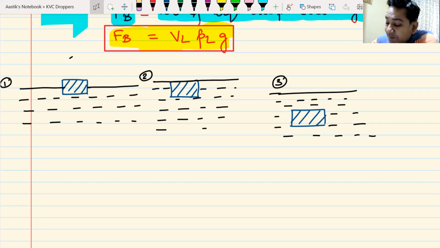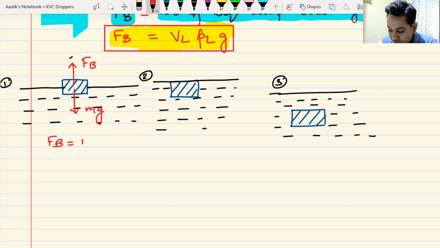Let me draw the free body diagram in all the cases. There must be a weight of this body, mg. If there is nothing to stop it, it will go down. Something is stopping it. That has to be the buoyant force. So here, FB should be equal to mg.